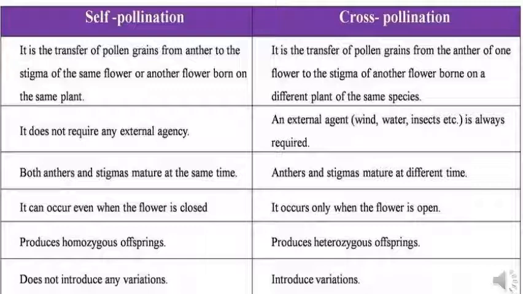And what are the disadvantages of self-pollination? New varieties are not produced. Now that is a big disadvantage. Disease resistance of plant decreases. Since the same variety is being grown year after year, there is a decrease in disease resistance. For cross-pollination, advantages are disease-resistant new varieties are formed.